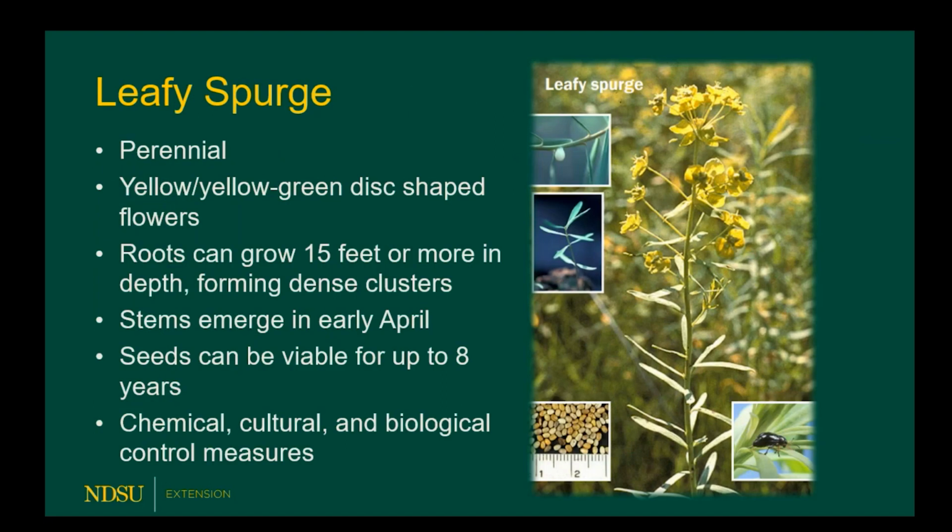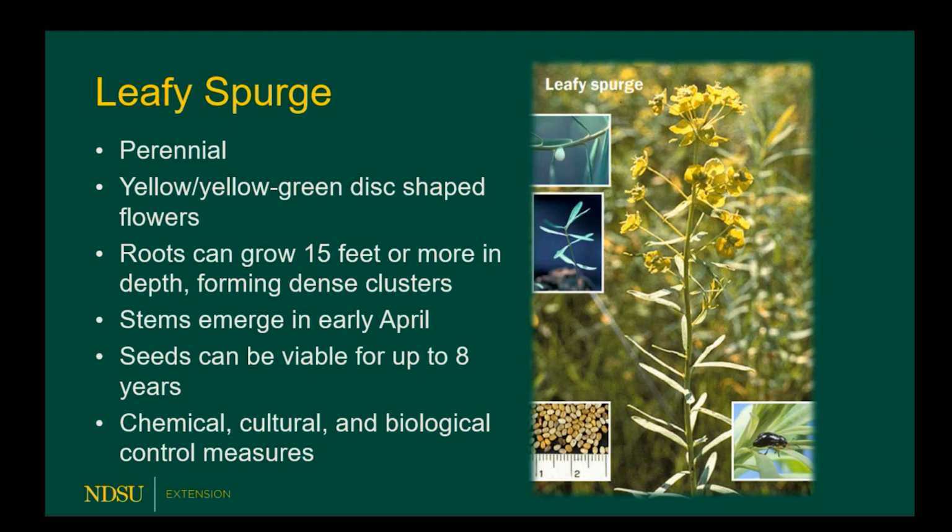So leafy spurge is another one we commonly see. It's a perennial, and it spreads pretty aggressively if it's not controlled. The roots can grow 15 feet or more in depth, and then they form dense clusters. I've also heard that even a section of the root will regrow. So if you get an inch left, that will regrow. So you want to try to get it all if you can.